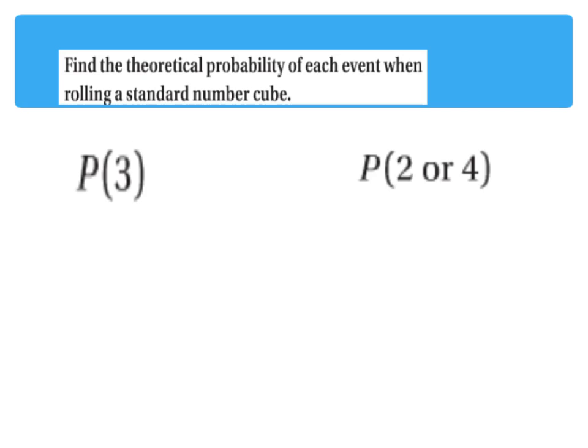I want you to attempt these next 2 theoretical probabilities by yourself. First outcome would be 1/6, because there's only 1 3 on a 6-sided die. And the second one would be 2 out of 6, because you could have a 2 or a 4, and there's still 6 outcomes, 6 total options, so it would be 1/3.